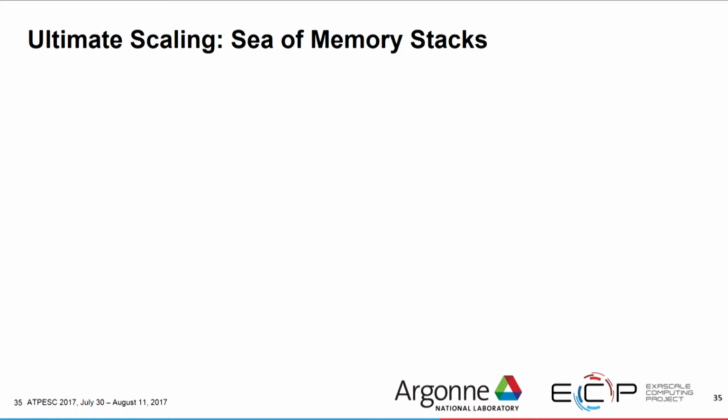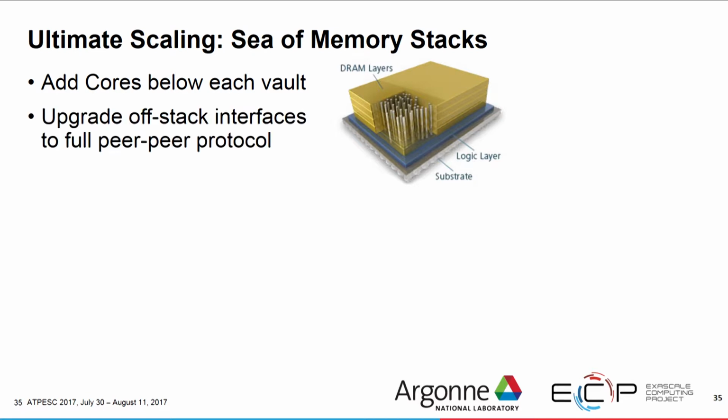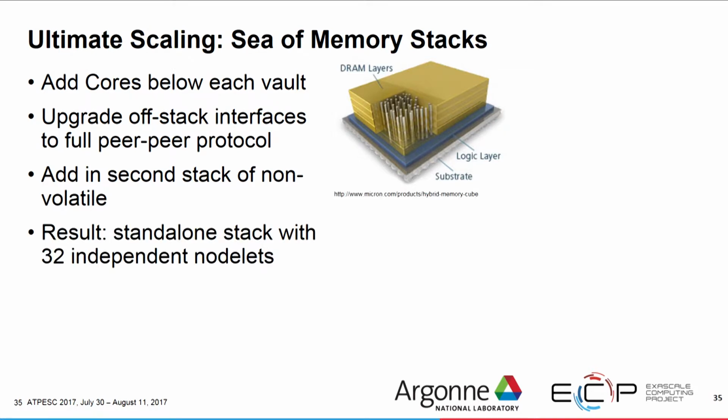So the ultimate scaling on this, and I'm going to come back to the sea of stacks. This was our friendly HMC today. What I really want to get to is putting cores at the bottom of each vault and upgrading the off-stack interfaces to be essentially a network protocol. Add in a second stack of non-volatile memory if you don't get it with DRAM. And the result is one of these little stacks is equivalent to 32 nodelets. It's four of the boards that we have now: 32 memory channels and the associated cores just in a little memory stack.